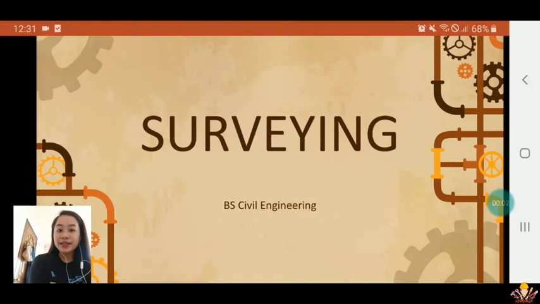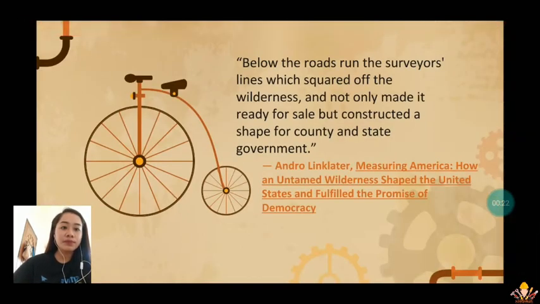Good day, everyone. So at this moment, our topic is about surveying. So in civil engineering, one of our subjects is surveying. Before, in the old curriculum, it was surveying 1 and 2, but because of the senior high school, it was changed to surveying only. So allow me to share this quote with you.